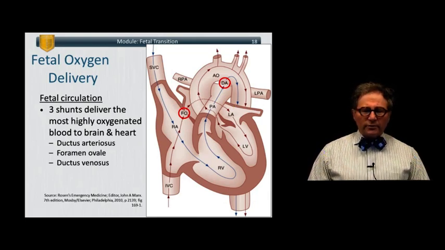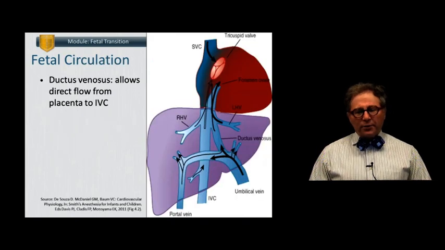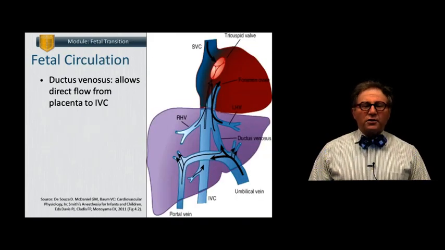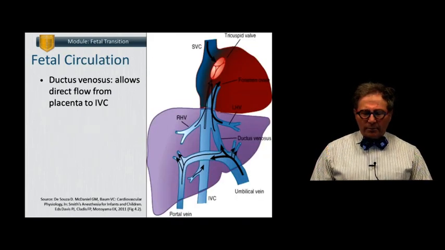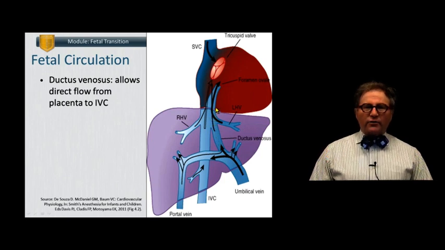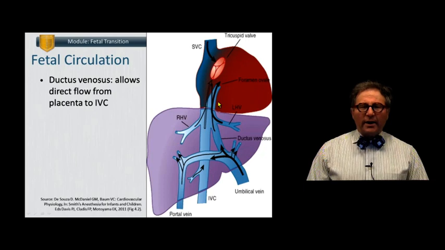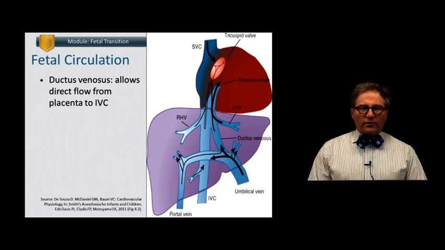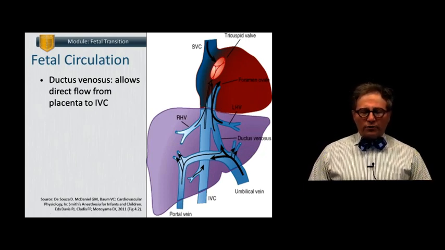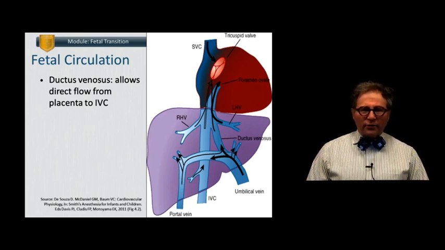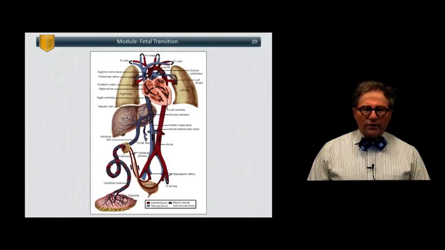Ductus arteriosus, foramen ovale. And the third shunt is the shunt that directs the blood from the umbilical vein away from the liver and directly into the heart. And it is streamed, as I said, into the left ventricle to perfuse the brain with the most oxygenated blood. Ductus venosus bypasses the liver, allowing oxygenated blood from the placenta to reach the brain.